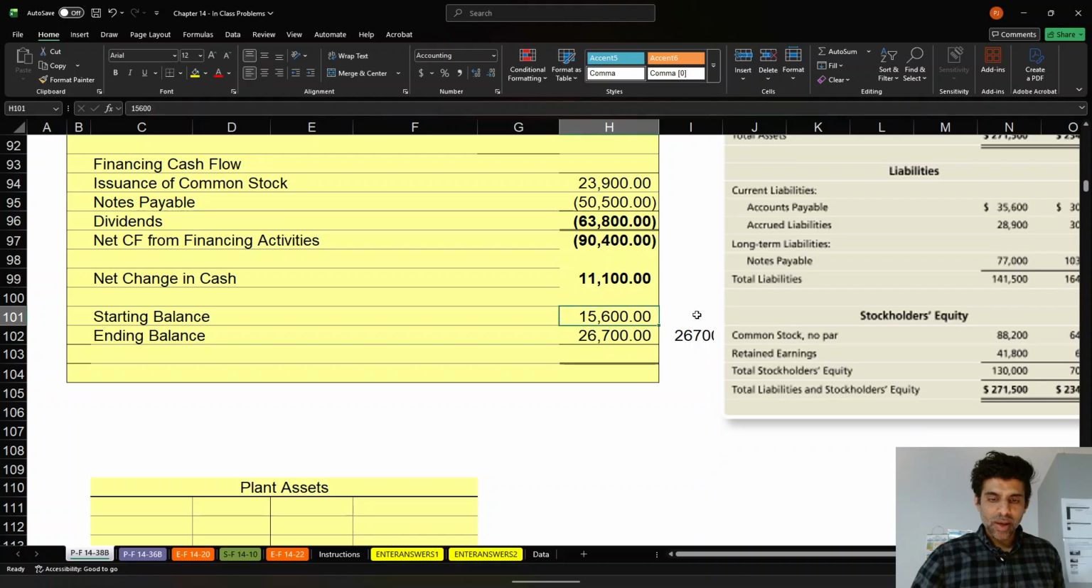So I just took the starting balance of cash, saw what the change in cash was, and it gives me the exact ending balance that's tied to our balance sheet. Okay? Yeah, Mo. Yeah, they should. That's kind of the point of the statement of cash flow, to reconcile and see where all the cash went in and out.